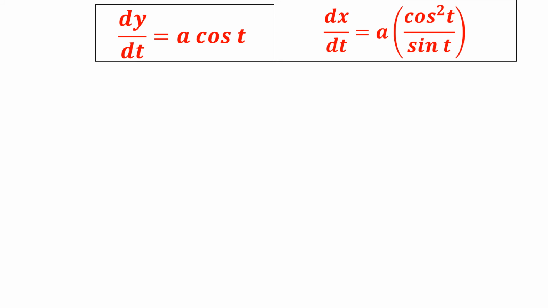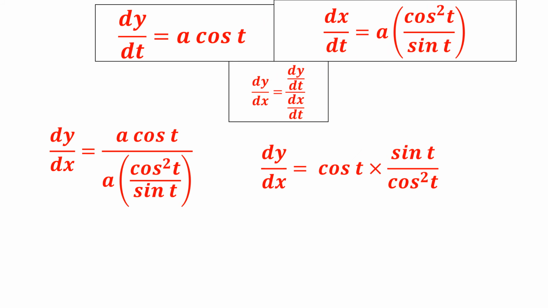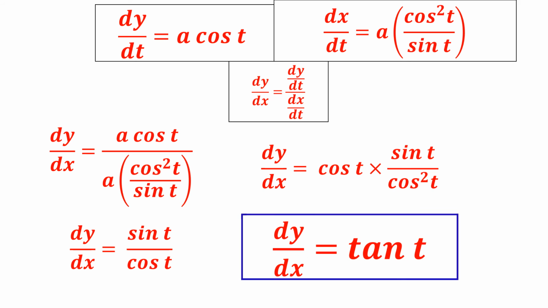Therefore, dx by dt is a into cos square t by sin t. We are ready with dy by dt and dx by dt in the simplest form. Put it in the equation: a cos t upon a into cos square t by sin t. Therefore it is cos t into sin t by cos square t. For final answer, it is tan t.